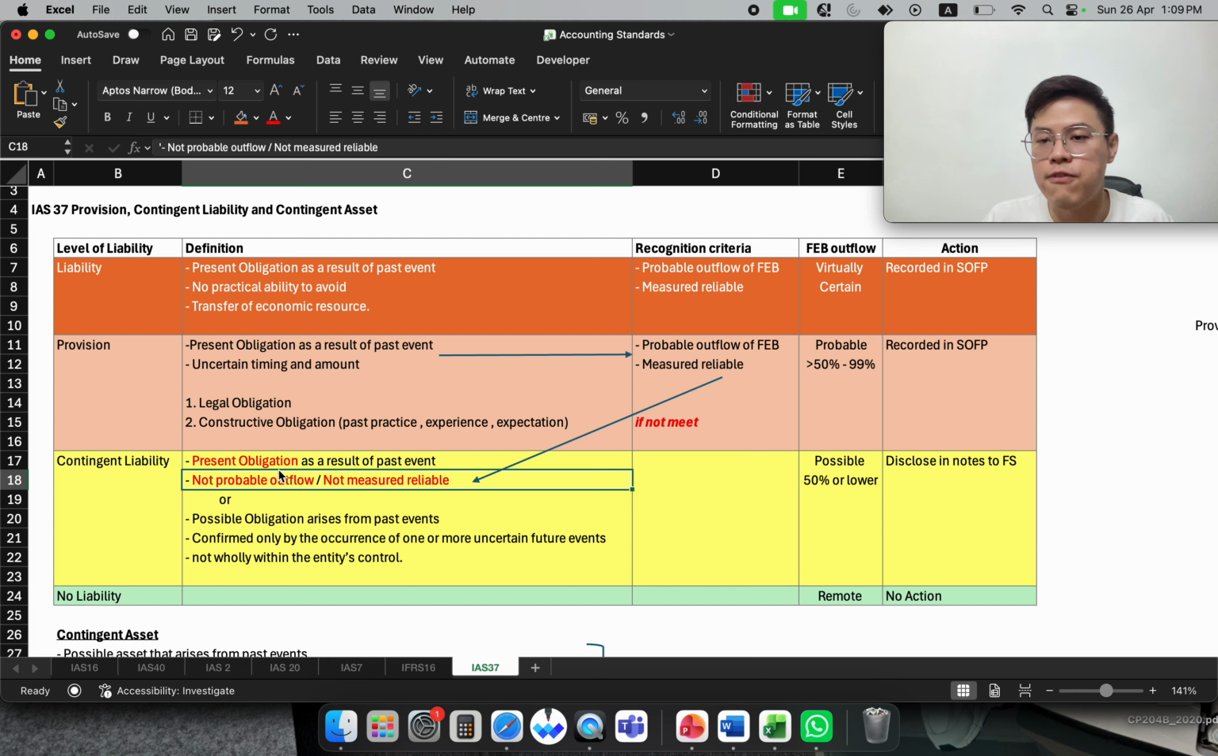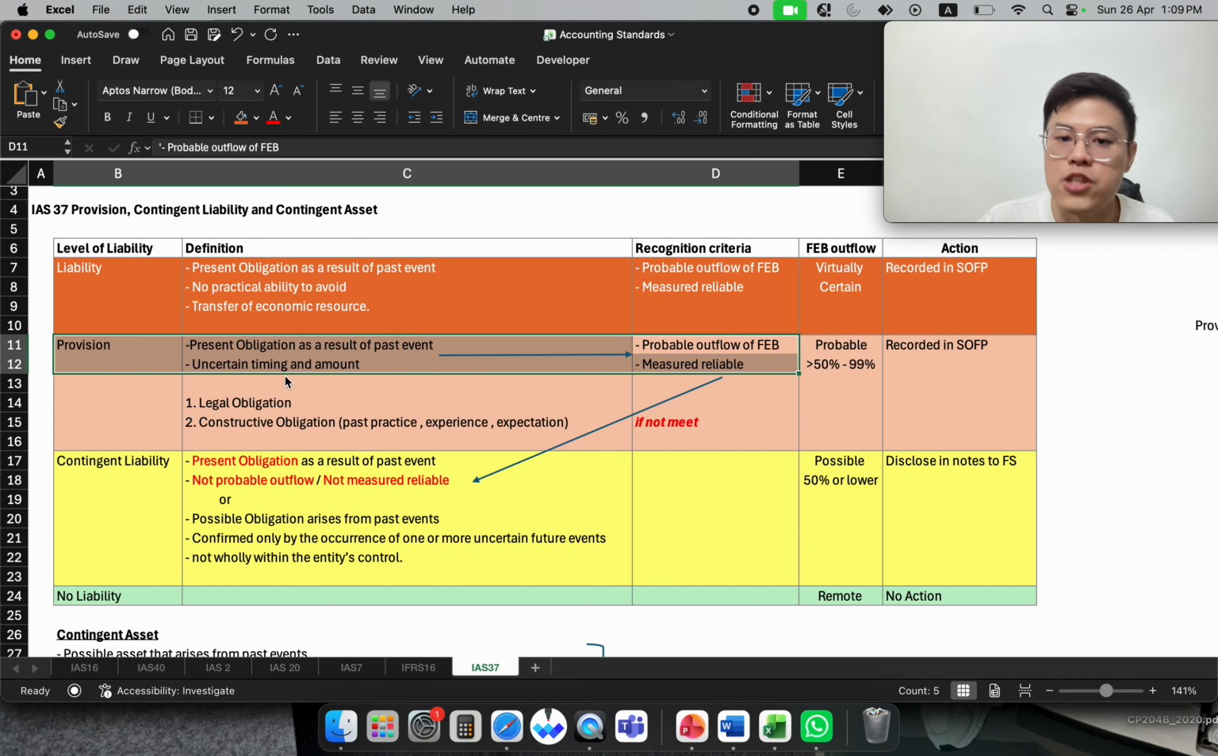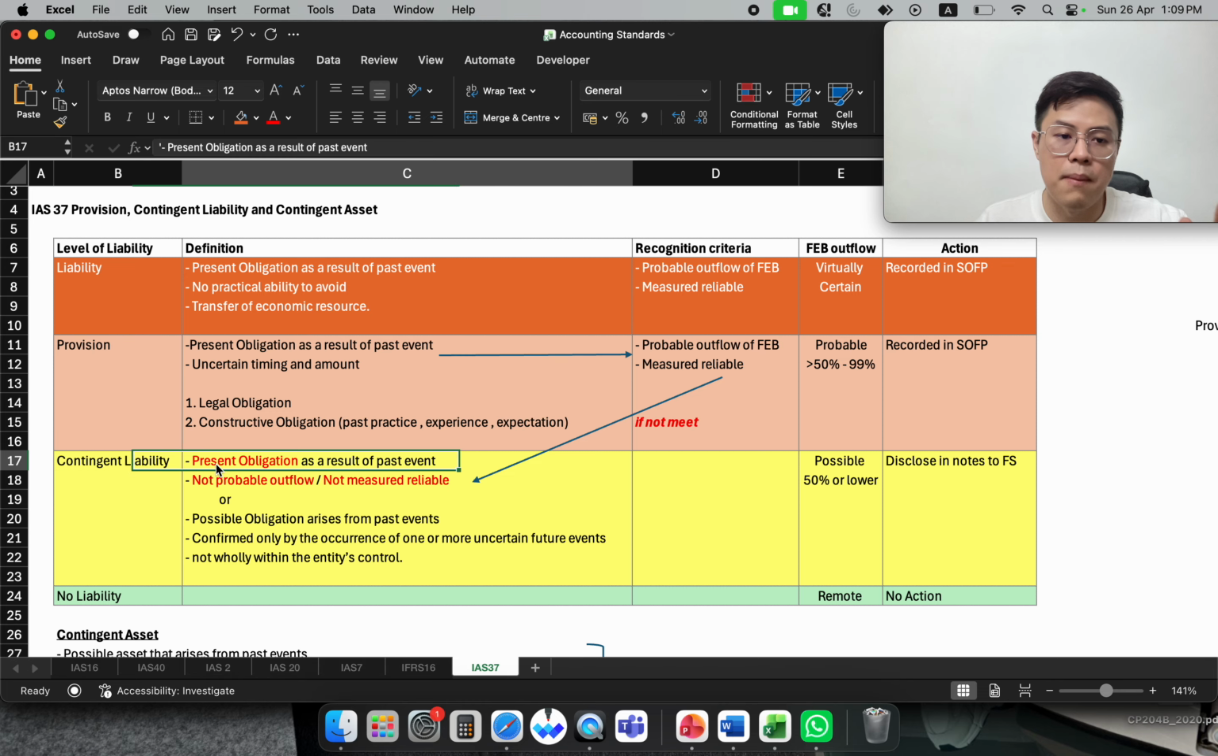But however, if I change the scenario, you breach the contract and the lawyer advises you that most probably you are going to pay the money. Then this will go up and become your provision already. So this is the trick between provisions and contingent liability under these definitions.